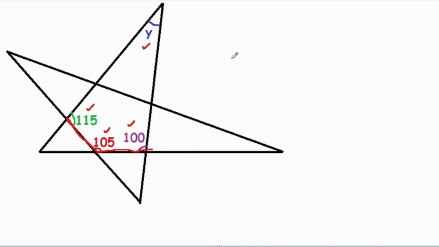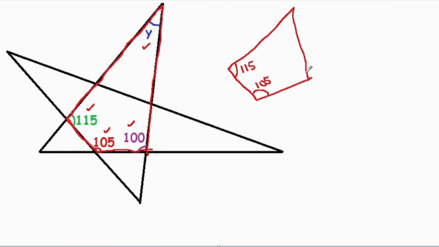Alright, so we can take that as the bottom of the shape. And this now goes up, it goes up again, and it comes down. Good. So what do you have here? 115. What do you have here? 105. And what do you have here? 100. And what do you have here? Y.